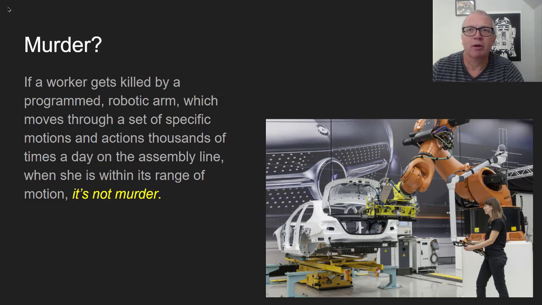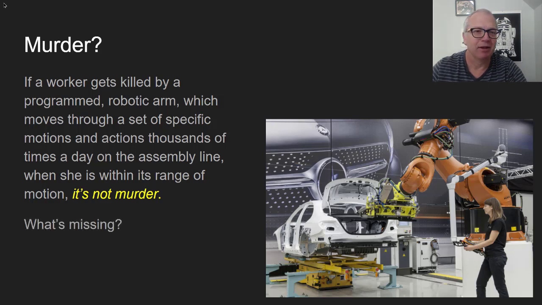If you've got a worker who gets killed by a programmed robotic arm, like in a factory that all day long moves engines into a car chassis and does it thousands of times, it just moves through a specific set of motions. It's just programmed to move back and forth. If a worker gets injured or killed, we don't think that's a case of murder, right? Not in that kind of instance.